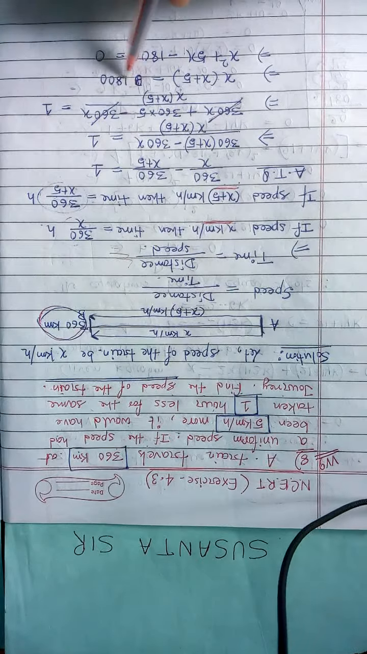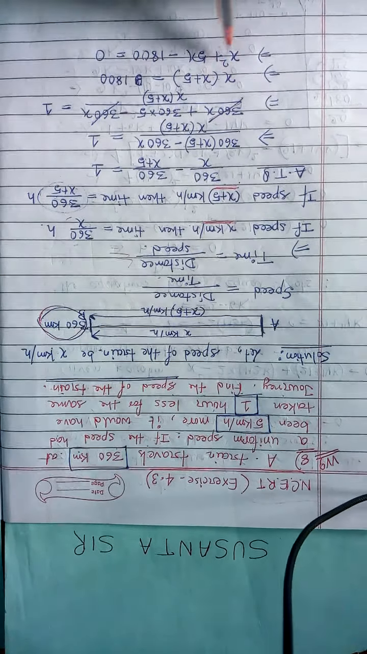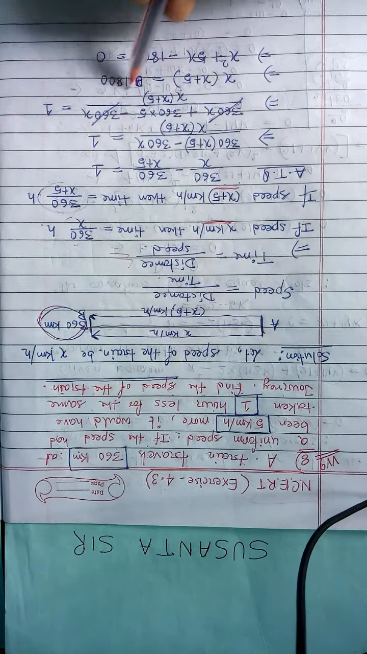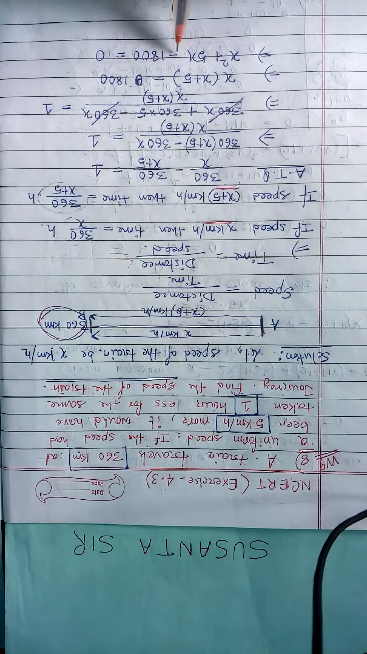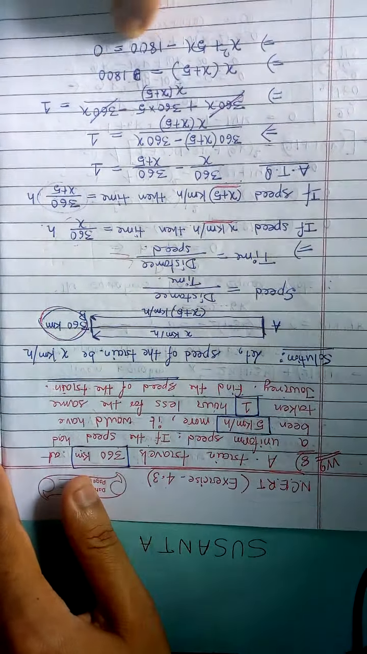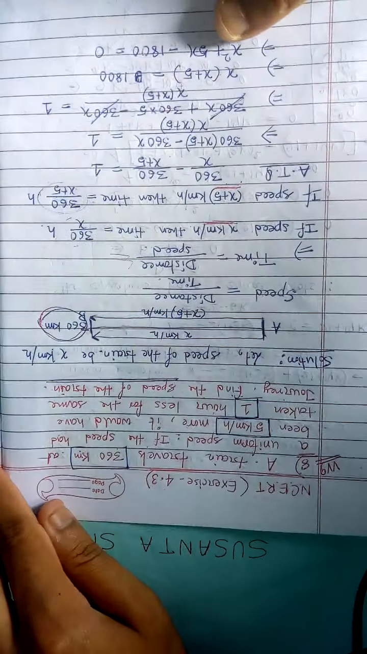After cross multiplication, now convert this term to the left side: x into x, x square, plus 5 into x, 5x. 1800 converted to the left side becomes minus 1800. Then come to the next page. You have to do the middle term factorization of this quadratic equation.